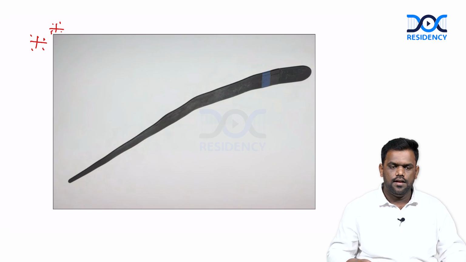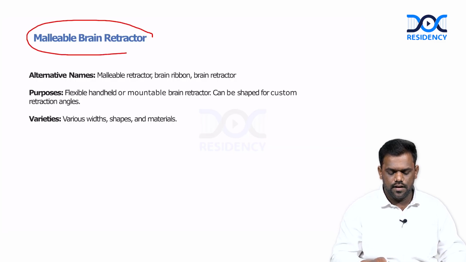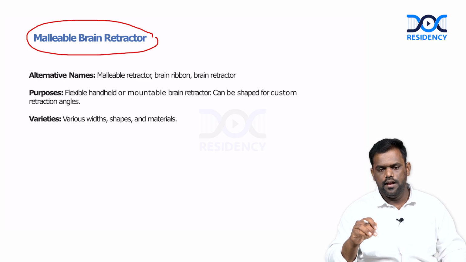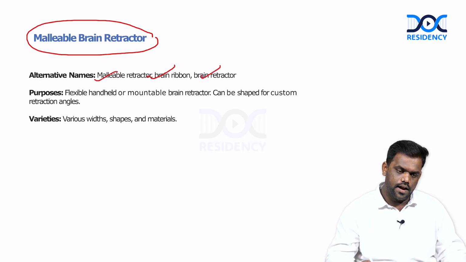And this is another important retractor used in neurosurgery day to day. It's called the malleable brain retractor. It is available in various sizes and various lengths, depending upon the depth of the brain tissue we want to retract. It's otherwise called malleable retractor, brain ribbon or brain retractor.